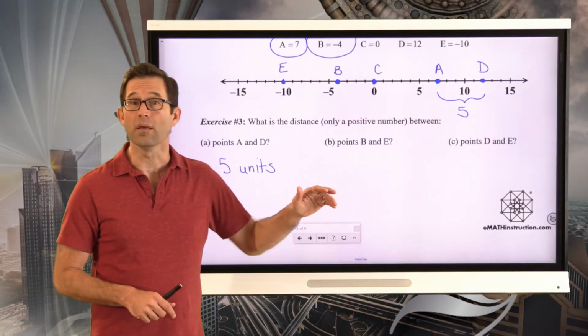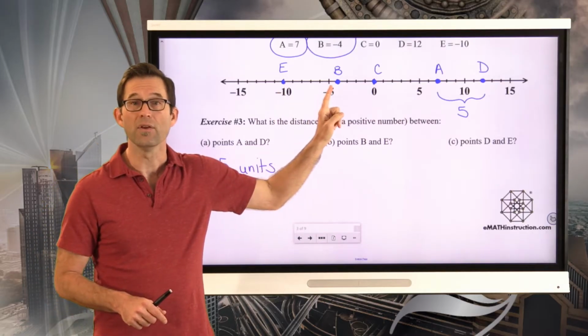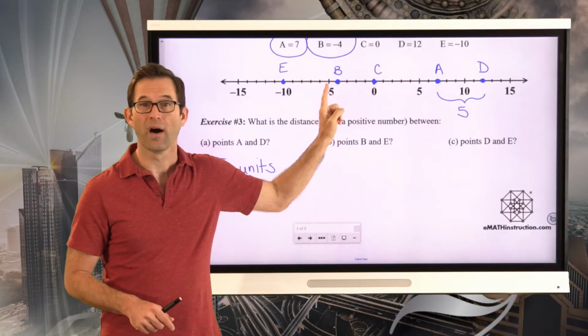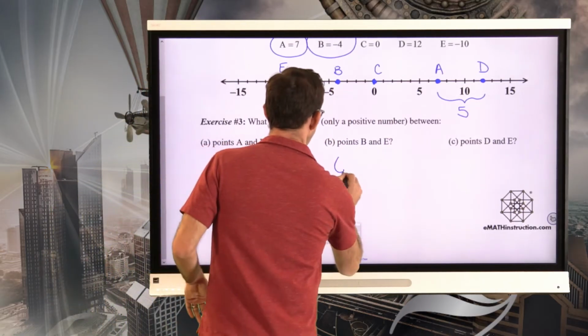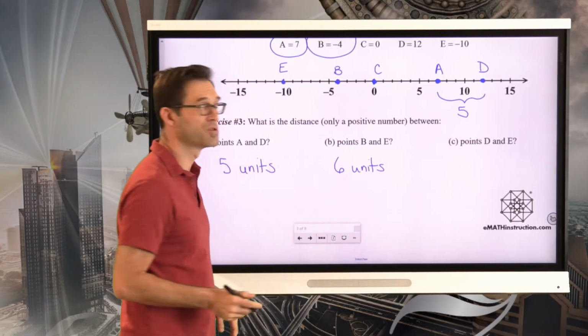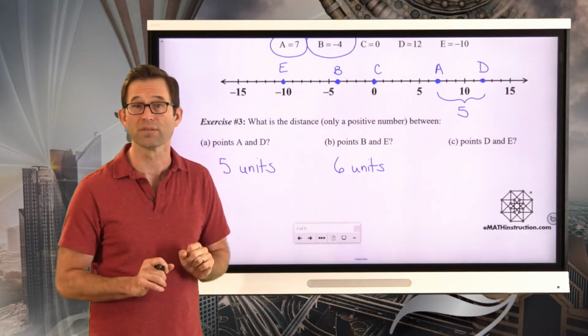Well, B and E are both negative, but it still doesn't really matter. We can look at how many units separate these two. We can see, of course, from -10 to -5, we have 5 units, and another one gives us 6. Now, we don't have any kind of units like inches or feet or centimeters because the number line isn't actually labeled with particular units.